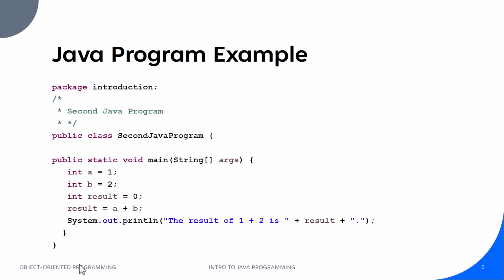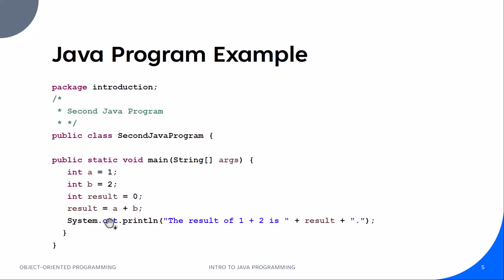Here's our second program. This is a little bit more complex than the first program. And you're going to see that we have included the package. Our package name is introduction. Then the class name is second Java program, public class second Java program over here. And then we have a main method which is public static void. We are going to learn about what these keywords mean, especially static, in our further lectures.